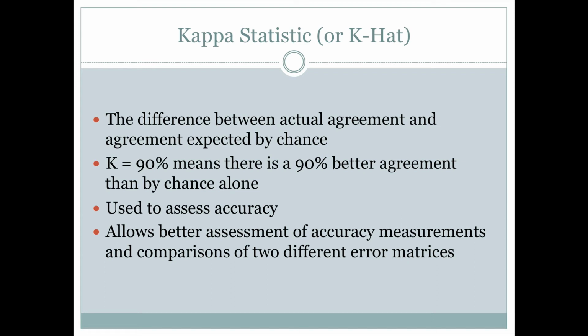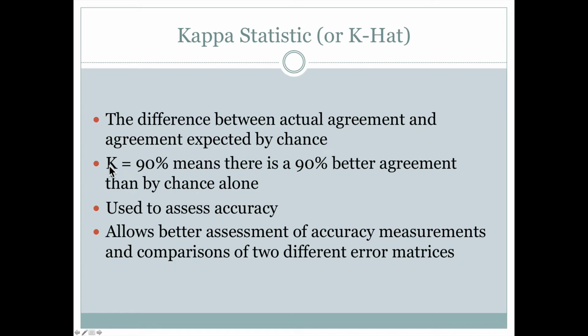When we're doing accuracy assessments of classified images, one other statistic we look at is called the Kappa Statistic, or sometimes K-hat, because it's like a K with a little hat on top of it. The K-hat or Kappa Statistic is the difference between the actual agreement and the agreement expected by chance. For example, if you get 80% on a multiple choice exam of 100 questions, that's good, but you could have just gotten a 50% by randomly guessing. So it's trying to account for how good a classification might just be if it were random.